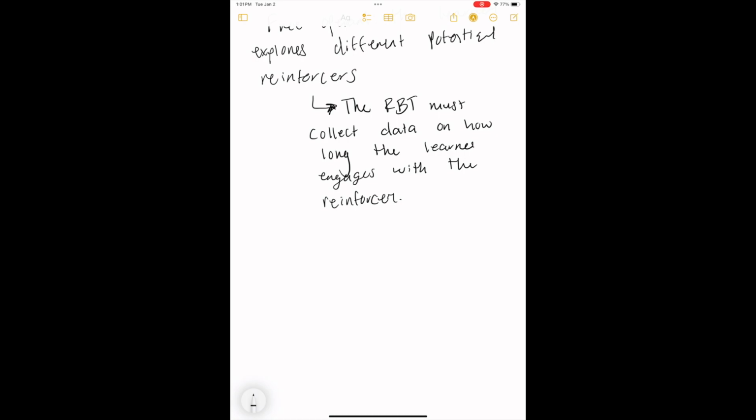Because there might be some children with autism that go to the first thing, and if you're doing free operant, right? Let's say this is a learner, they go to the first thing, they pick it up, and they're engaging with it for 20 minutes, and they don't put it down. Normally you would wait for them to put it down and see if they go to the next thing.